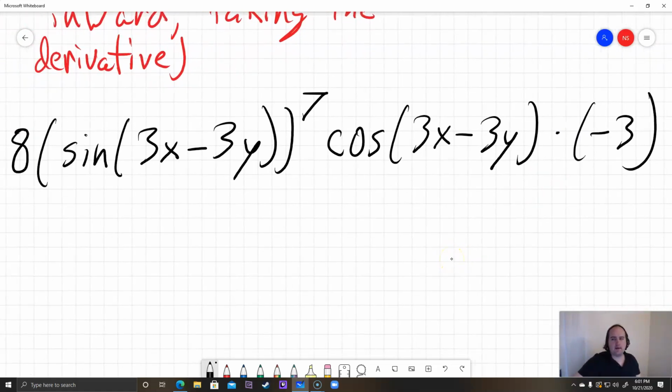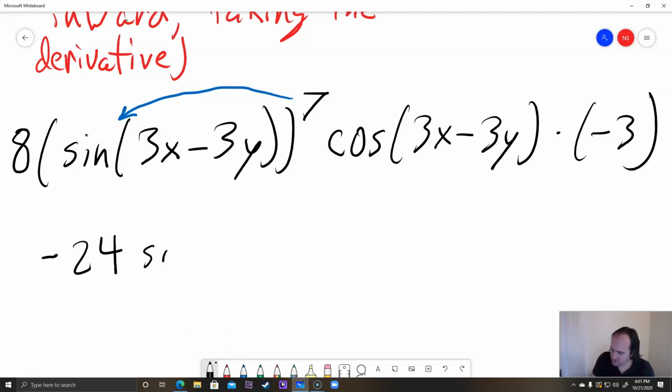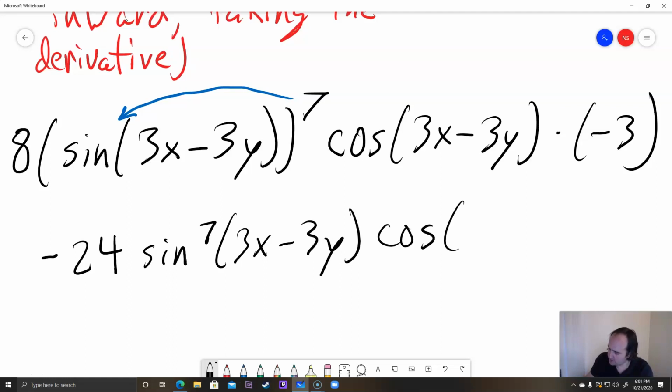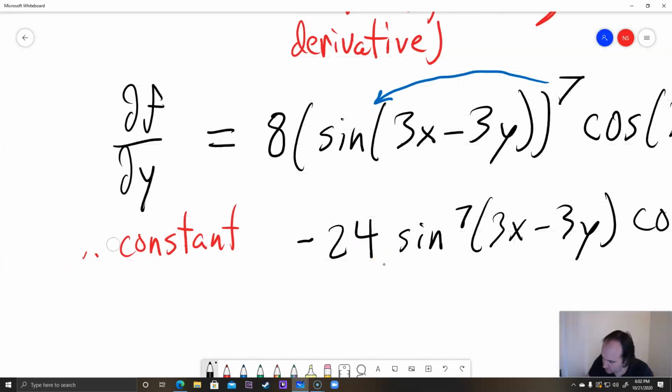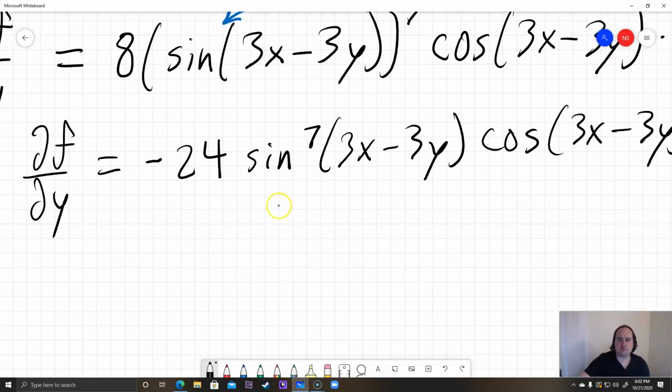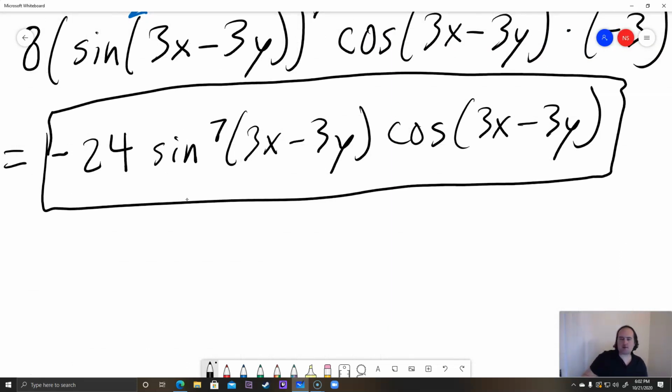Okay, so after we do all that, we can just rewrite our answer the way we did the last one. So we're going to go ahead and bring this 7th power in here and multiply the 8 and the negative 3. So we actually get negative 24 times sine to the 7th power of 3x minus 3y times cosine of 3x minus 3y. Okay? And then this here is how you want to write your final answer. So that right there is your partial f partial y. Okay, so negative 24 sine to the 7th of 3x minus 3y times cosine of 3x minus 3y.